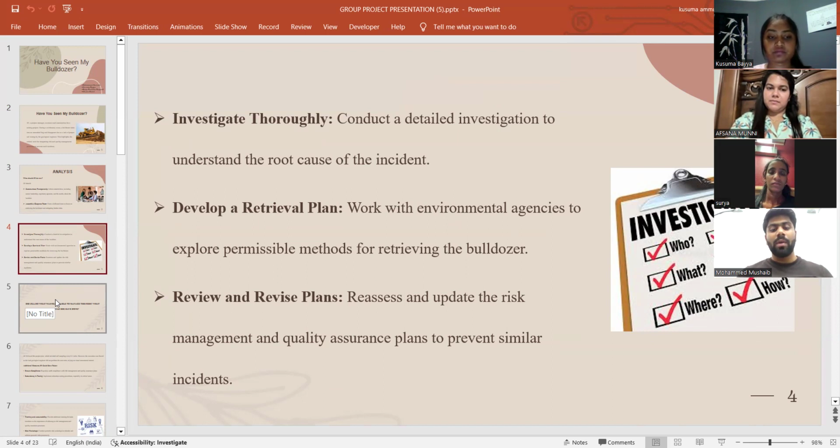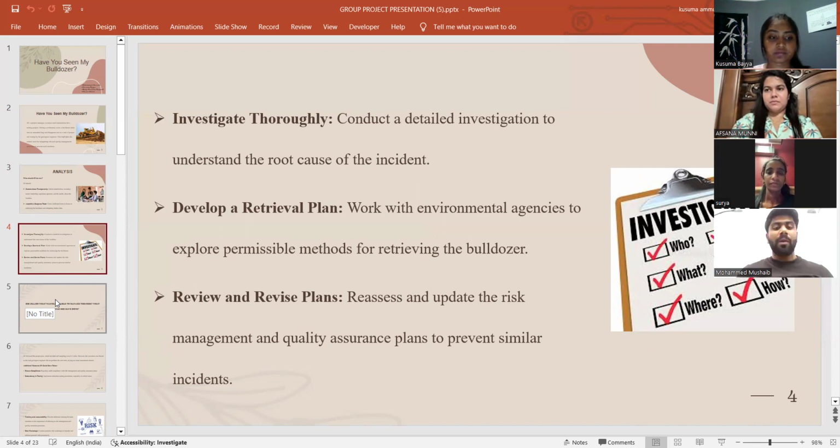The next point is develop a retrieval plan. Work with environmental agencies to explore permissible methods for retrieving the bulldozer. This might include negotiating for drainage permission or exploring alternative environmentally friendly retrieval methods.